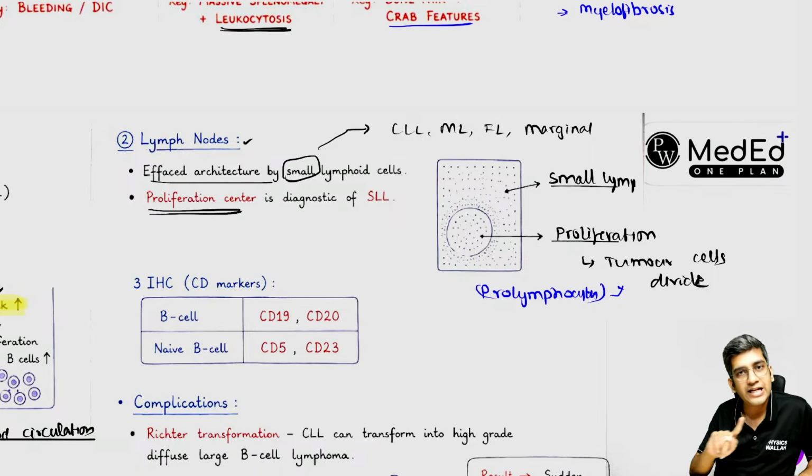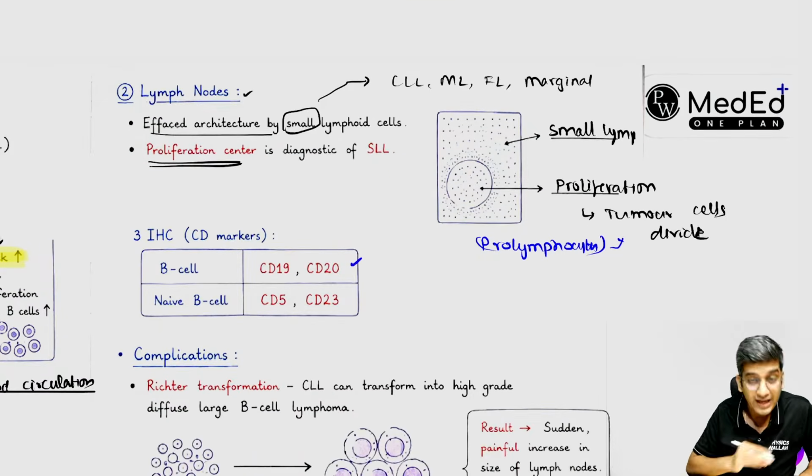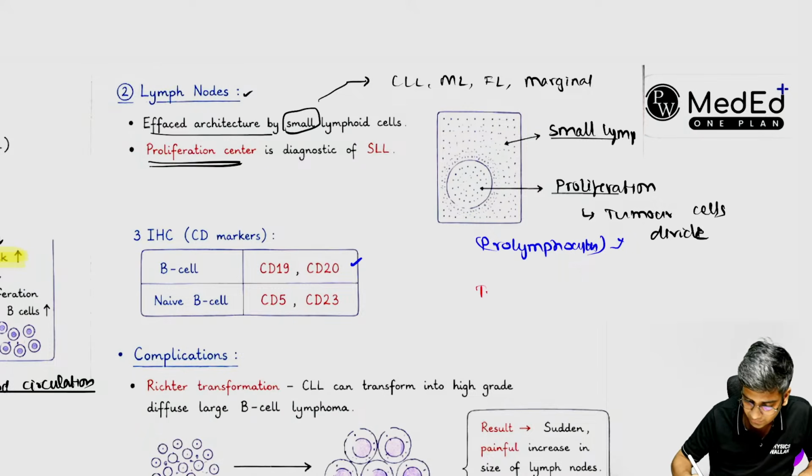So I already know a statement. B cell marker CD19, CD20 is positive across every lymphoma, be it CLL, be it marginal, be it Burkitt's, be it mantle, be it follicular, right? So first thing is for B cell. Every lymphoma is a B lymphoid lymphoma. There are few lymphomas which are T lymphoids. I'll mention that here as well, right?